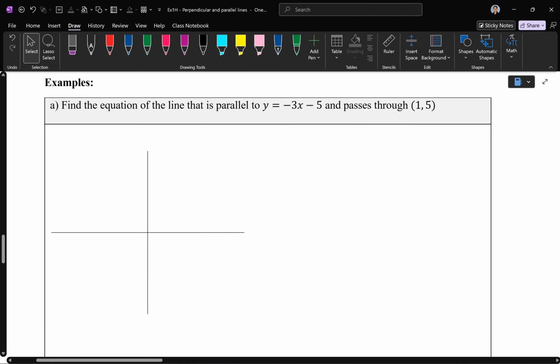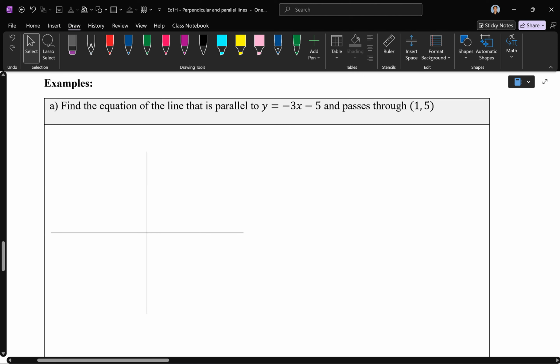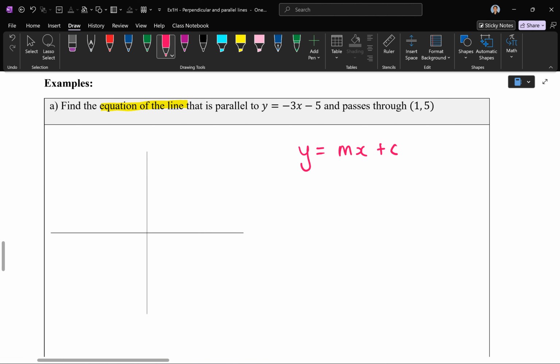Let's go to this one. So this is the kind of question I gave to them. Find the equation of a line. So as soon as they see that, you should be thinking, okay, I need y equals mx plus c. I don't know what the equation of the line is, right? I know I need to find m, I need to find c. But what do they tell me?